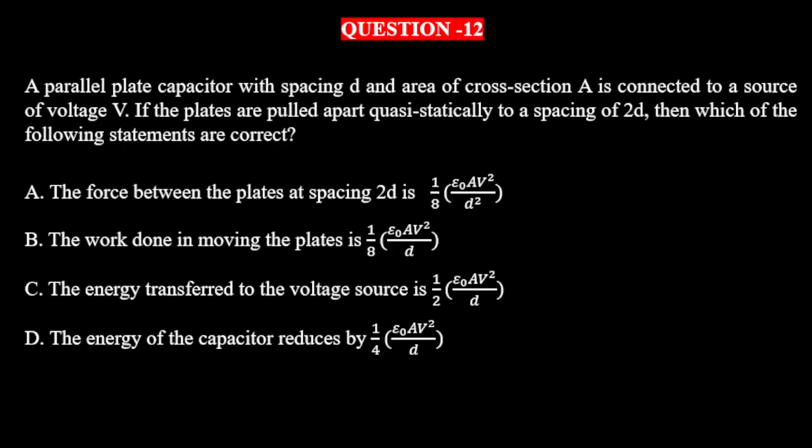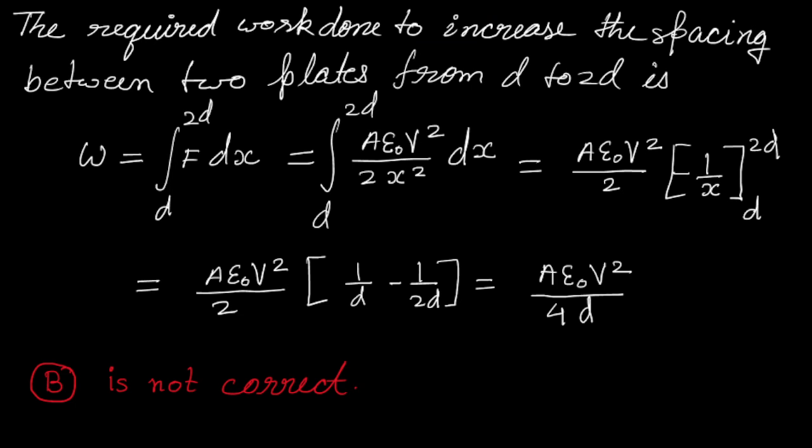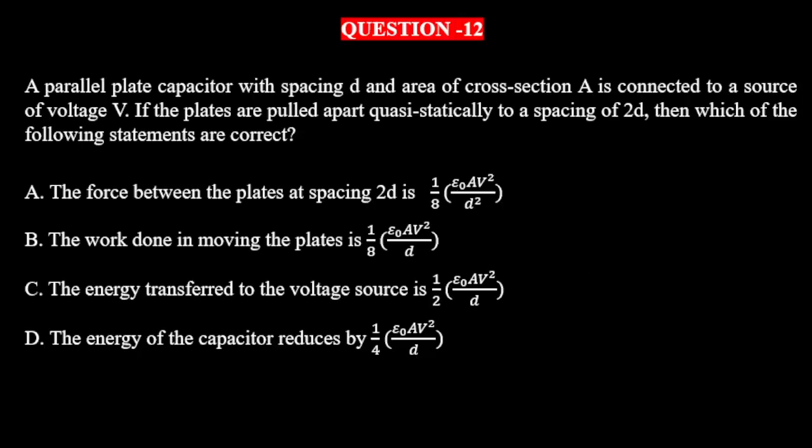And then finally we have to check one more option, that is option C. In option C it is written the energy transferred to the voltage source is half A epsilon naught V square divided by d. So how can we calculate how much energy will transfer to the source? Usually when we charge the capacitor, the energy is transferred from source to capacitor. But in this case, the option says energy will transfer to the voltage source. That means energy will transfer from the capacitor to the voltage source.